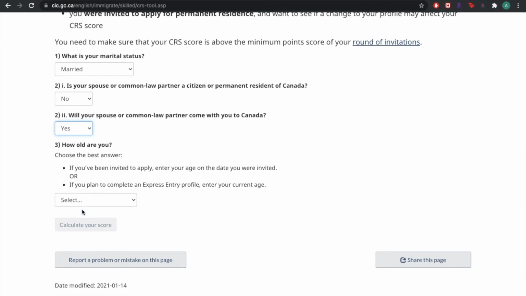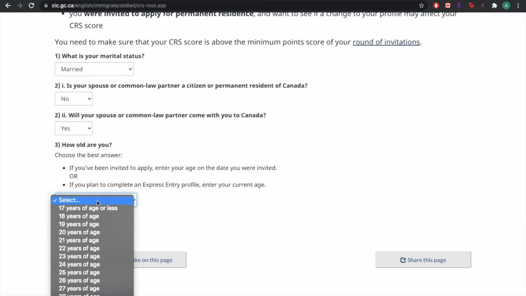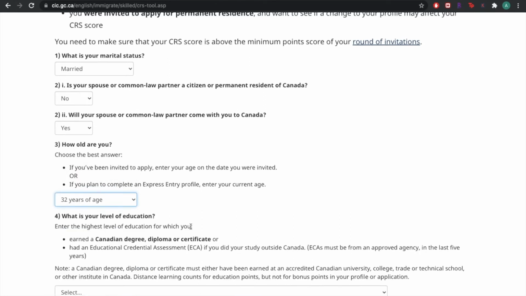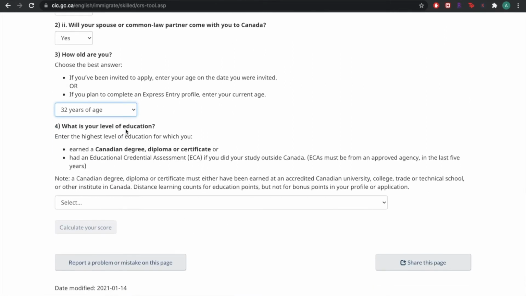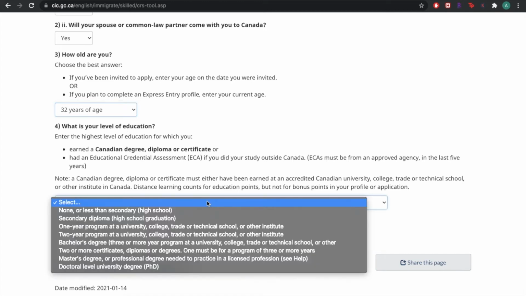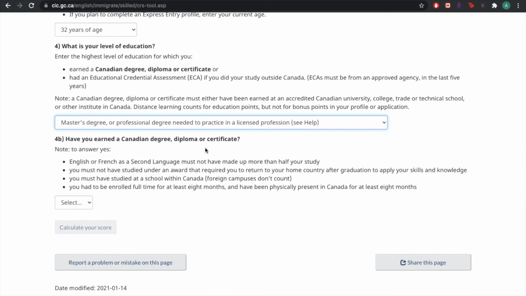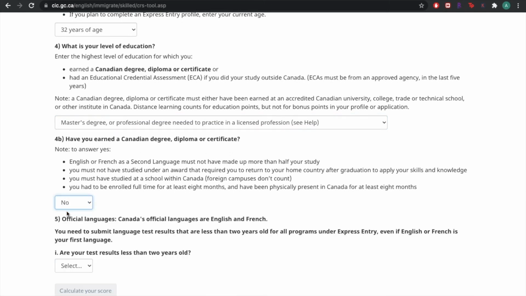So it says, how old are you? Let's say the main applicant, the principal applicant, is 32 years of age. So as we say, they are young couples, right? What's your level of education? We're going to say they have a master's degree. Have they earned a Canadian diploma, degree, or certificate? The answer for that will be no.